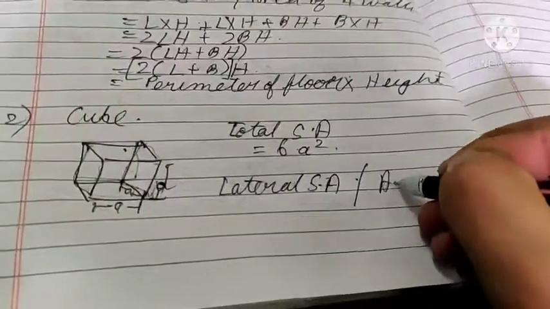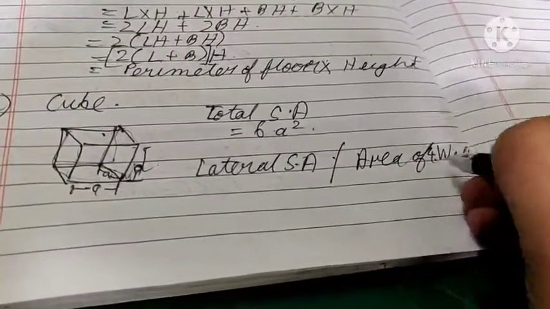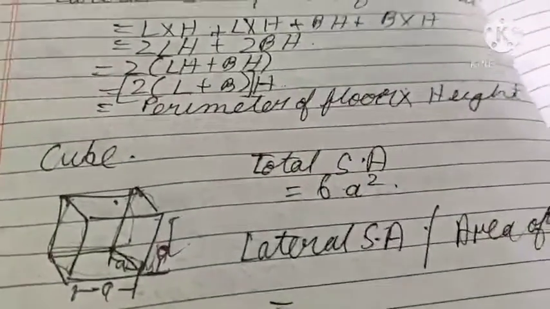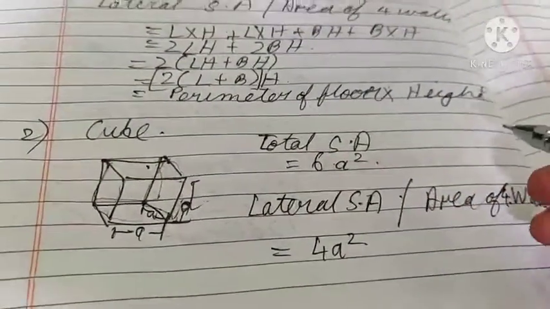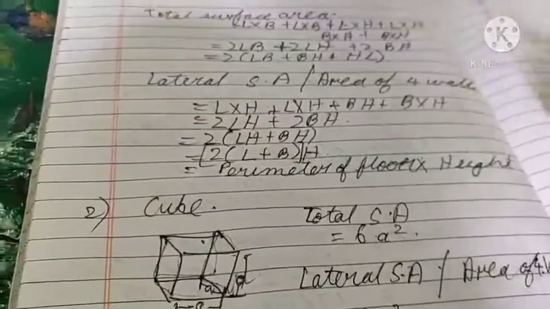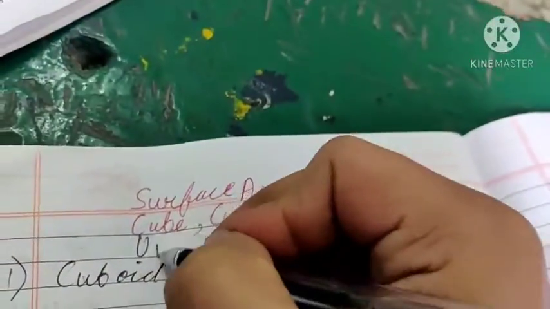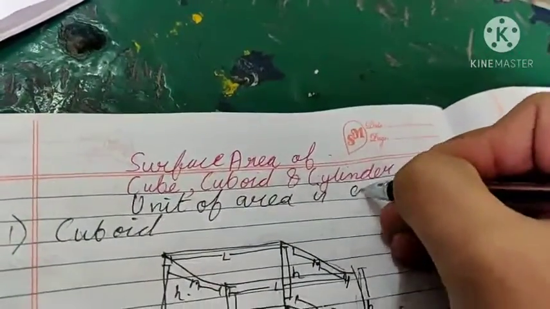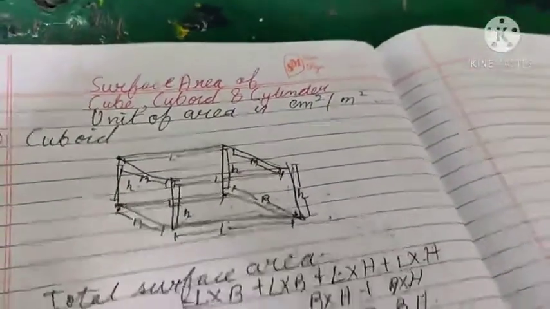Lateral surface area means area of walls, 4 walls. Here there are 4 walls and all are in the form of squares with the same dimensions. So here the area will be 4a square. Okay, if we talk of area, the area has a unit of centimeter square or meter square. Do remember that. So for writing it here, unit of area is centimeter square or meter square or any other dimension that we are given.